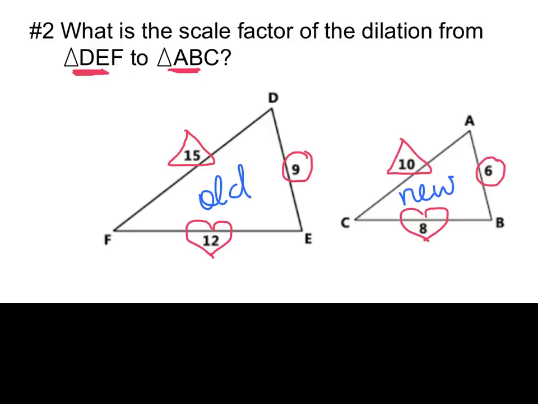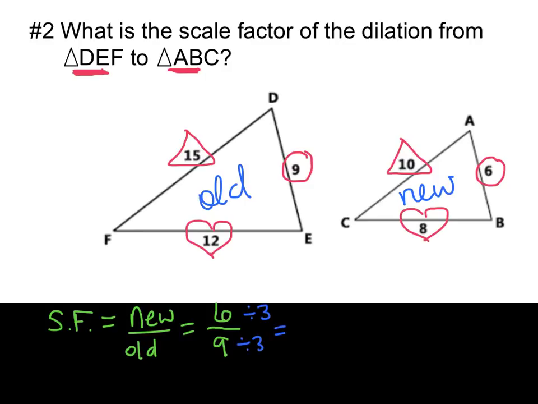Okay, and so we're going to figure out the scale factor. Remember, it's new over old. So let's go with the circles, 9 and 6. So new would be 6, old would be 9. Okay, we can go ahead and simplify that by 3, and we end up with 2/3.